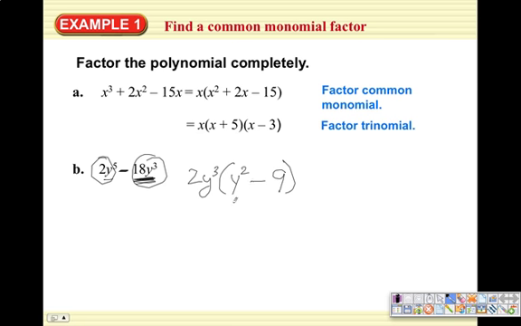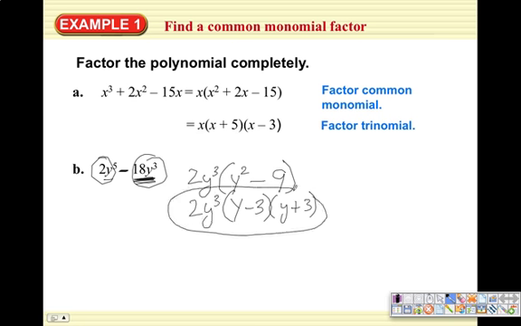But make sure that you're completely factored. Now this isn't completely factored. This becomes y minus 3, y plus 3. This is the difference of squares that we talked about last chapter. So this is completely factored. 1, 2, 3 factors.